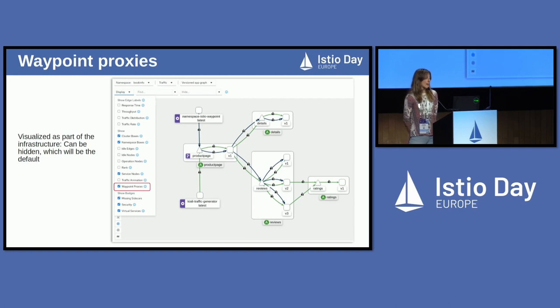So this is a graph page, and here our waypoint proxies are going to be hidden by default because they are considered part of the infrastructure. But there is going to be a new display option called waypoint proxies in case we want to show them. This is an example of one of the features that is not going to be here if Kiali doesn't detect that this is an ambient mesh.